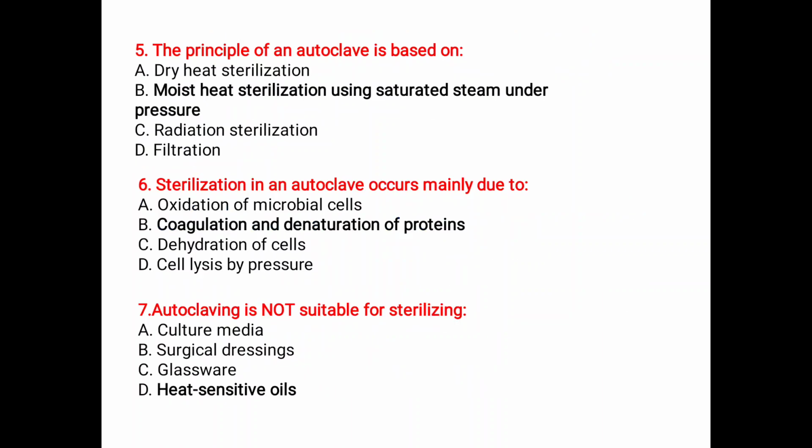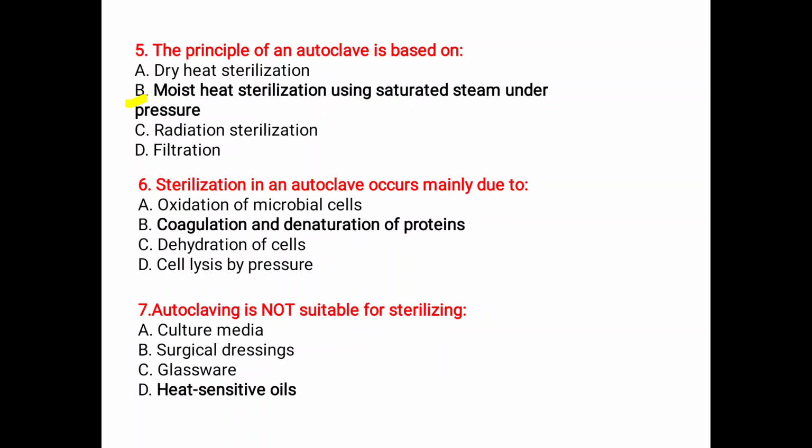Next, the principle of an autoclave is based on: A. Dry sterilization, B. Moist sterilization using saturated steam under pressure, C. Radiation sterilization, and D. Filtration. So B is the correct answer: moist sterilization using saturated steam under pressure.